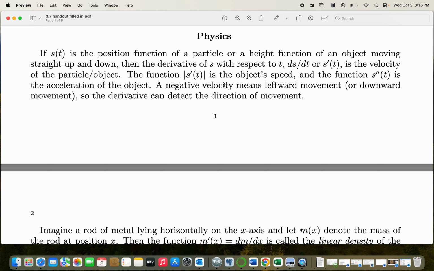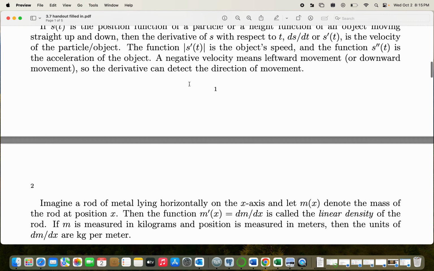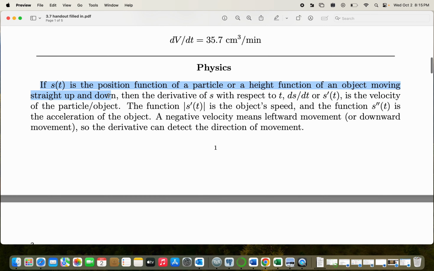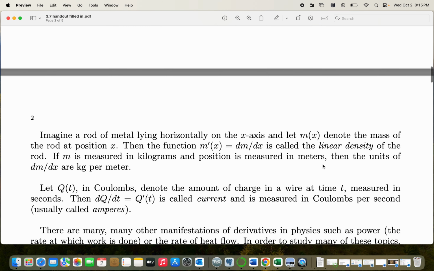Negative velocity means leftward movement or downward movement, depending on your orientation. So the derivative is telling you the direction of movement. Again, this is just a classic physics thing. Velocity, speed, acceleration. Those are all examples of derivatives.